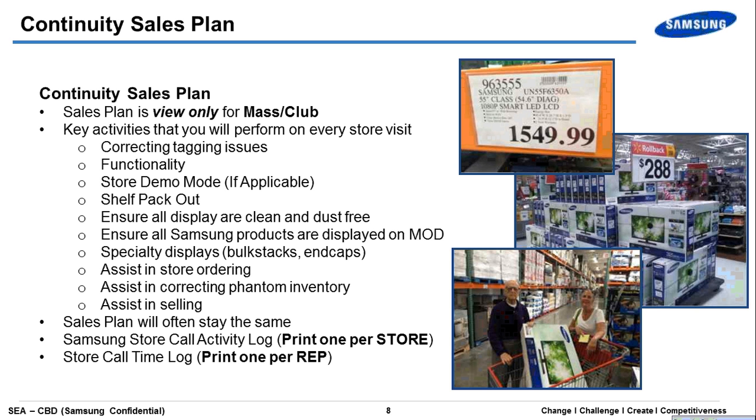So the activities that are involved in continuity are correcting tagging issues, correcting in functionality or demo things, placing TVs, soundbars, or tablets into store demo mode, or correcting any functionality. Maybe the sound doesn't work on the soundbar, that would be correcting functionality. Ensuring that they're clean and dust-free.